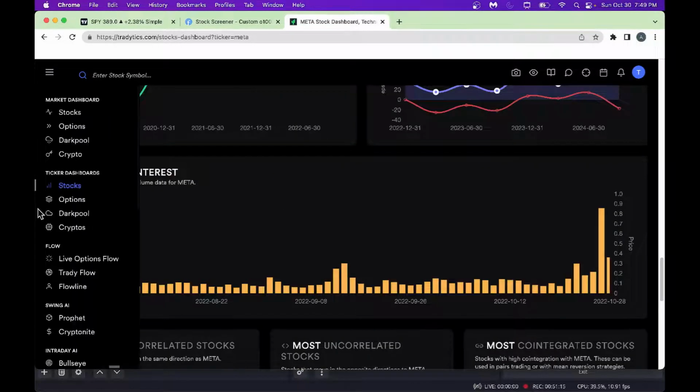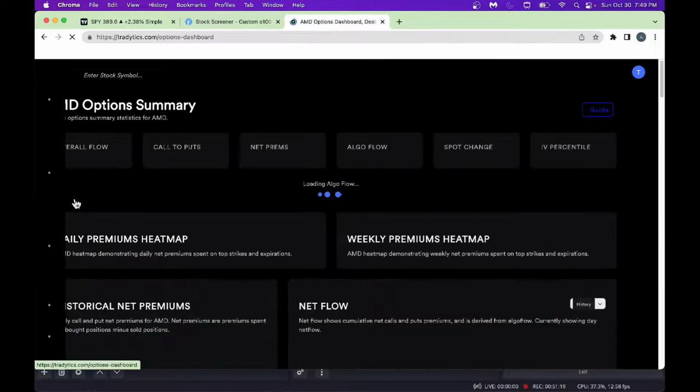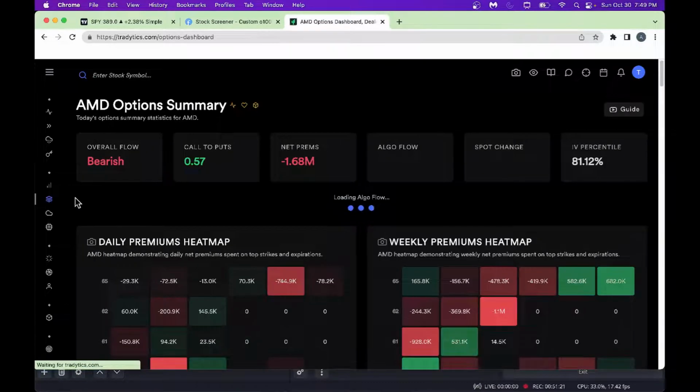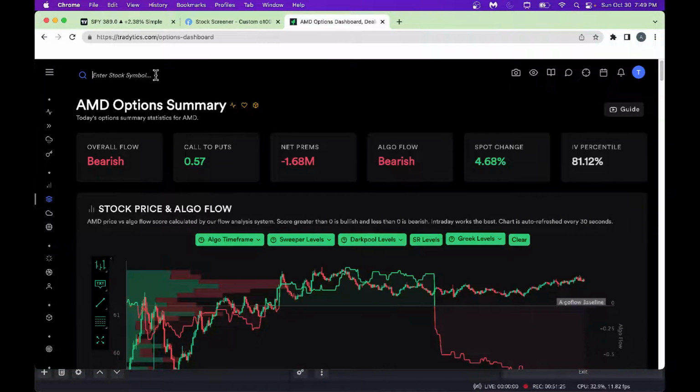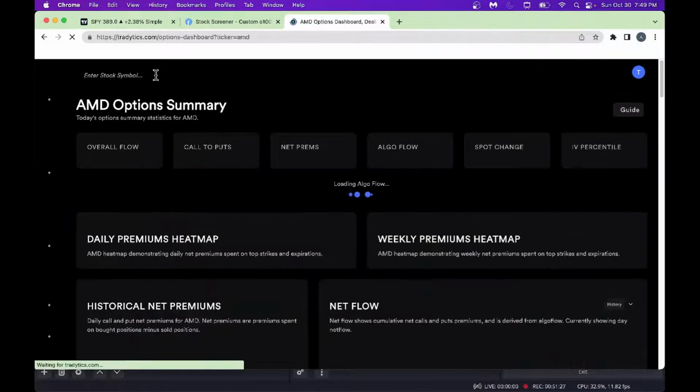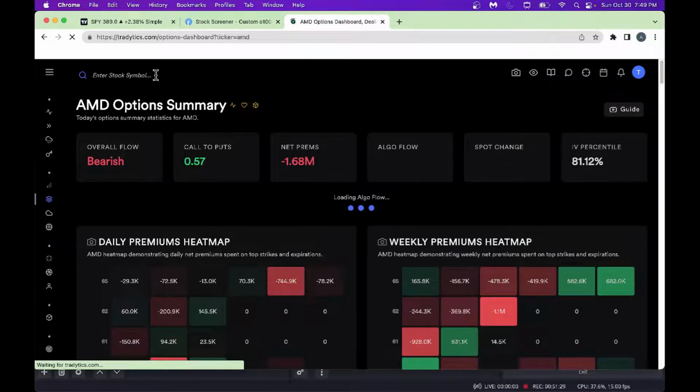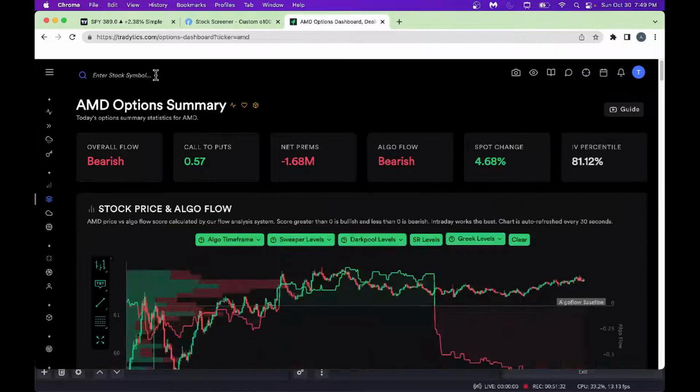And now we'll go into the next one here. So we are in the stocks. Next we can go into the options level here. I also like this very much here. For this example here, let's look at one of my favorite stocks, which is AMD, Advanced Micro Devices. Miss Lisa Su, I think she's doing a great job leading the company.